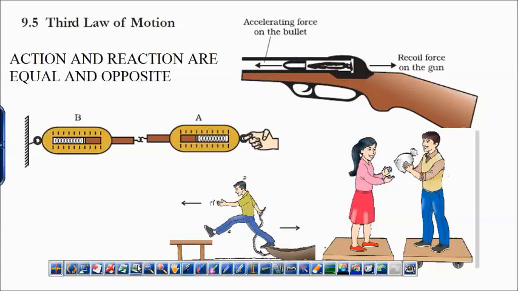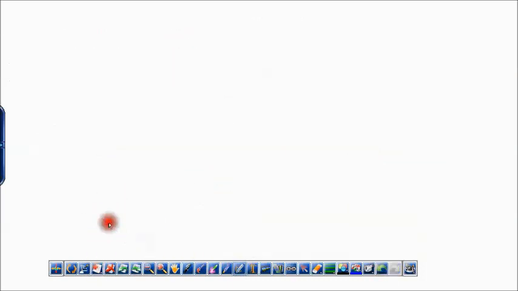Let's do the third law of motion today and the law of conservation of momentum, two topics, and finish the chapter. The third law of motion is a very simple statement. Action and reaction are equal and opposite. The simplest example of the third law of motion is टेबल पे पड़ी हुई एक बुक.